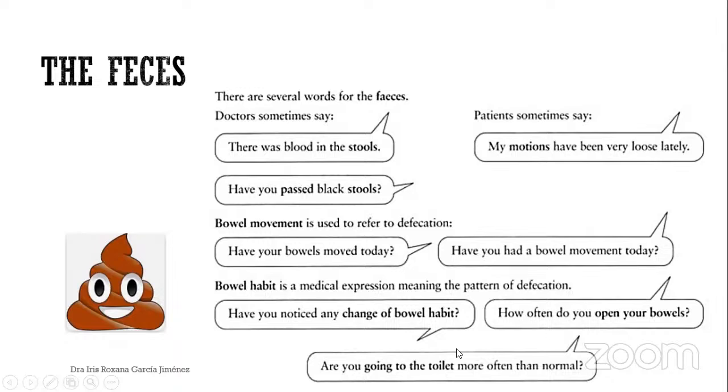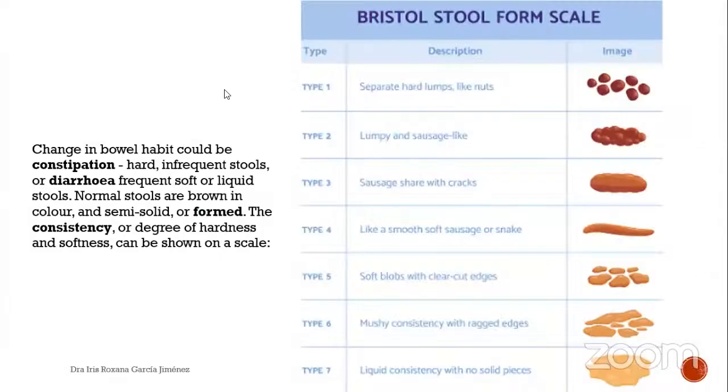So you can check. There are different ways to ask for this kind of information without being offensive to the patient. Let's consider this. We have the Bristol stool scale, just for checking the characteristics, it's an informative picture. Change in bowel habit could be constipation, hard, infrequent stools, or diarrhea, frequent soft or liquid stools.